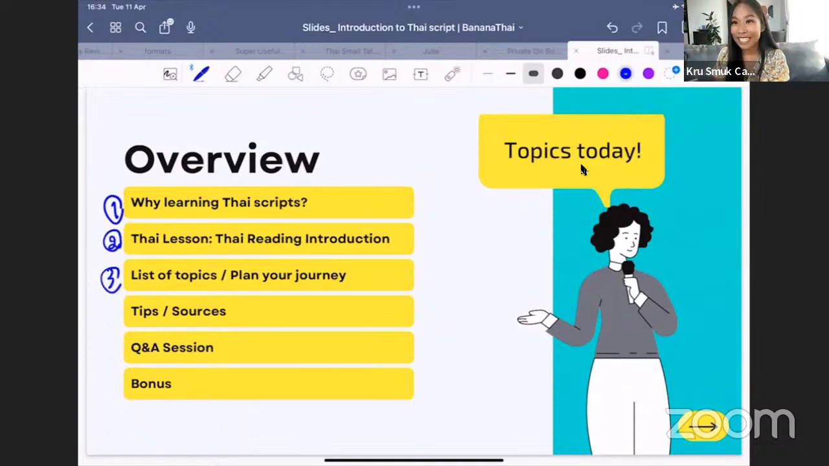Third one, list of topics. I'm going to list down the topics for you, even if you want to learn on your own, at your own pace, doing self-study or taking any courses. These are the topics you need to go through, and let me help you plan your journey from zero reading Thai to becoming comfortable and reading Thai with ease. Fourth, tips and sources to learn Thai.